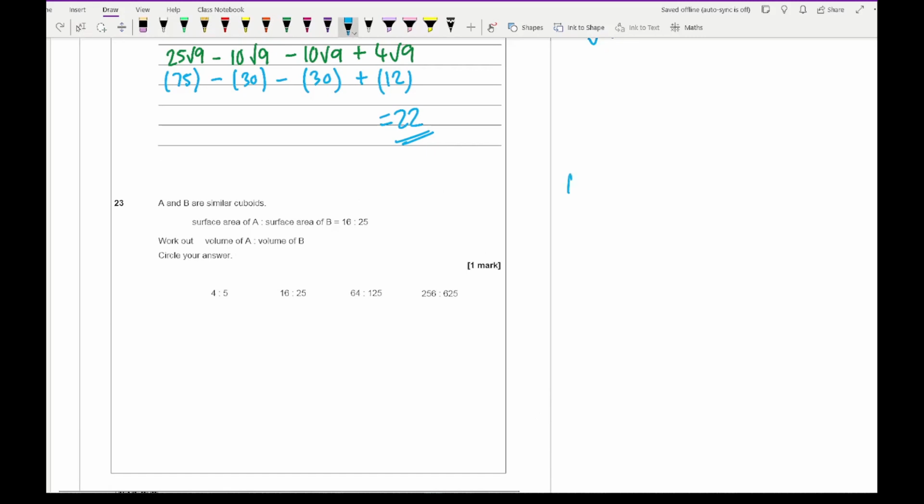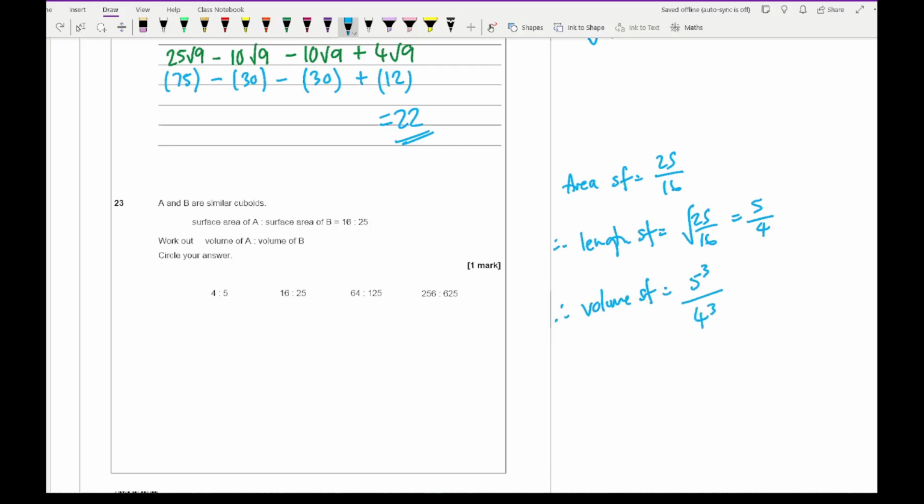Now here, if the area scale factor is 25 over 16, then the length scale factor, which is what I need to work out first, is going to be the square root of 25 over 16, which simplifies to give me 5 over 4. Then to work out the volume scale factor, what I then need to do is 5 cubed over 4 cubed. Now 5 cubed is 125 and 4 cubed is 64. So what I'm looking for is 64 to 125. I don't know why I wrote 225, so just get rid of that and put 125, and it is going to be our third option.